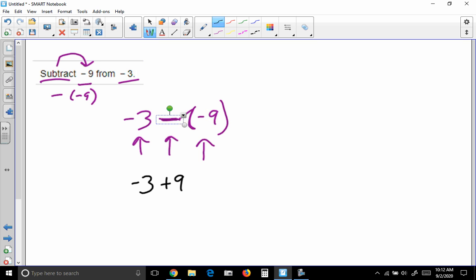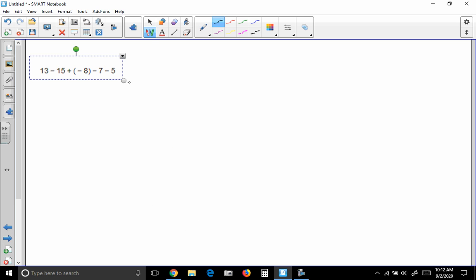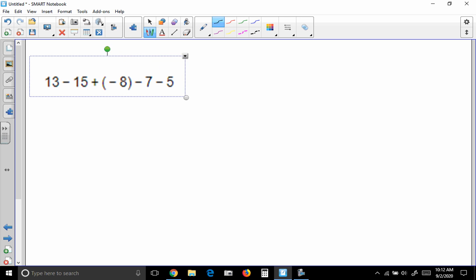Minus a negative makes a positive, because the opposite of a negative is positive. These two numbers have different signs, so if they have different signs, we subtract. 9 minus 3 is 6. If we take the sign of the larger, it is positive. Now they give us one that has more than one term, and we're to combine these.